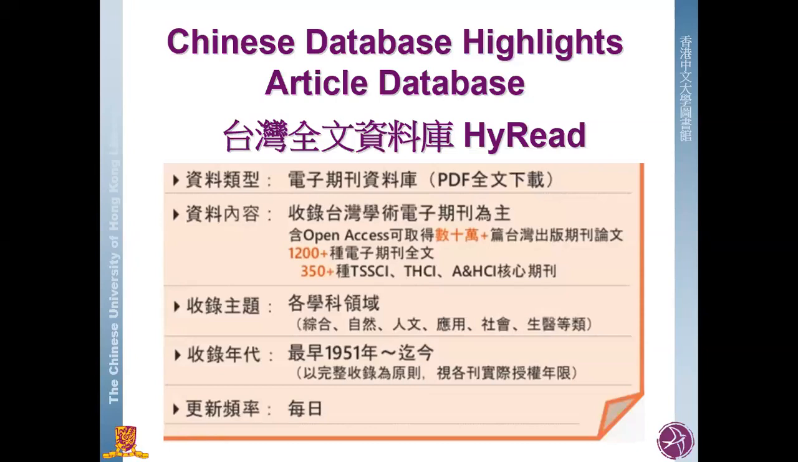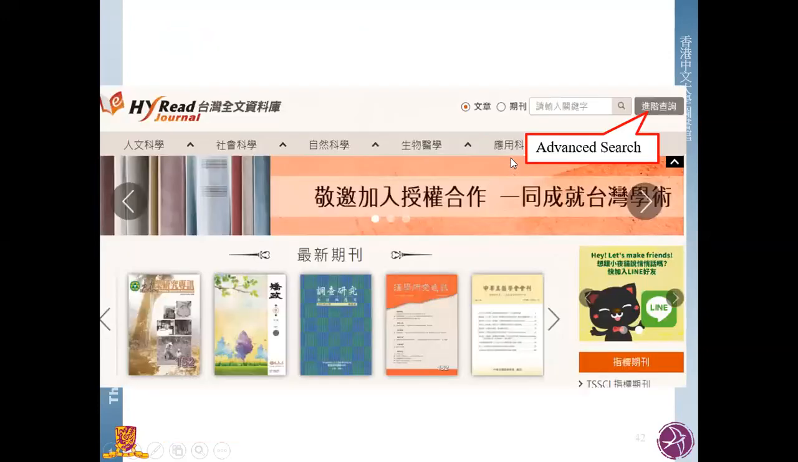And so the next one is the Taiwan 全文资料库. This focus is on journals published in Taiwan, and this is, again, multidisciplinary. Coverage is since 1951. So if you need journals from Taiwan, this is the database you should go for. Taiwan 全文资料库. Most of the results will be in PDF for you to download.